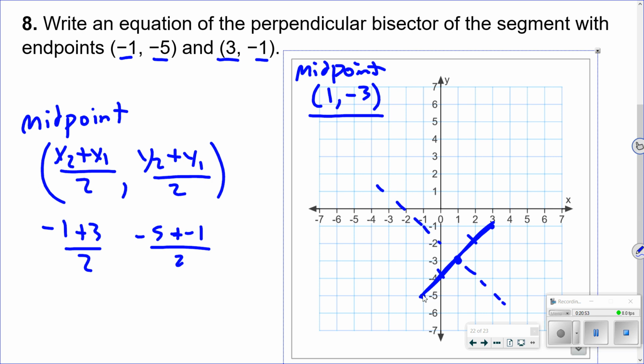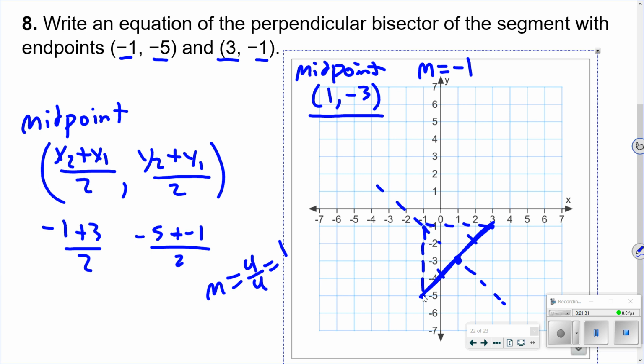Well, if two lines are perpendicular, their slopes are opposite reciprocals. So what I'm going to do is find the slope of this line. It goes up 1, 2, 3, 4, and it goes over 1, 2, 3, 4. So the slope of that line is 4 over 4, or 1. Okay, the slope of the line I'm looking for is the opposite reciprocal. That means you got to take the fraction and flip it over. If I flip 1 over, it's still 1. And then I got to switch the sign. So the slope I'm looking for is negative 1. Now I just have to find the equation of the line that fits that.